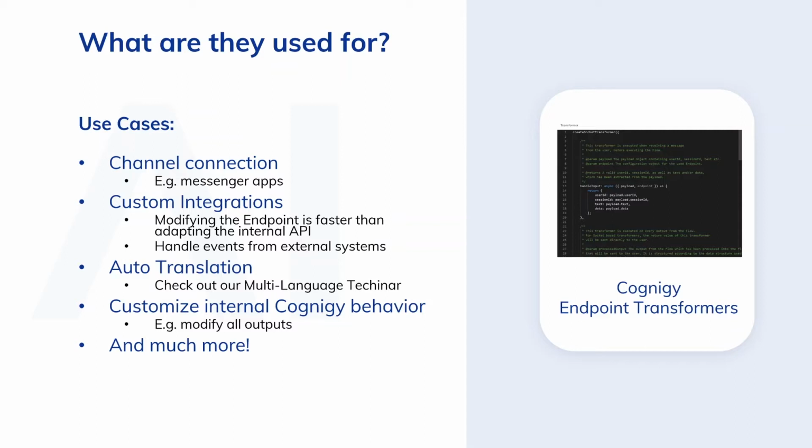Speaking from experience, modifying an endpoint is much faster than adapting the internal API, going through all the change requests and all of that. And also, you don't usually have influence over external systems. So the endpoint transformer allows you to handle events from third-party systems that are not in your control. Another very common use case is the auto-translation. Feel free to check out our multi-language webinar for more information on that. And the endpoint transformers can, of course, be used to modify all user inputs and all platform outputs, and of course, much more.